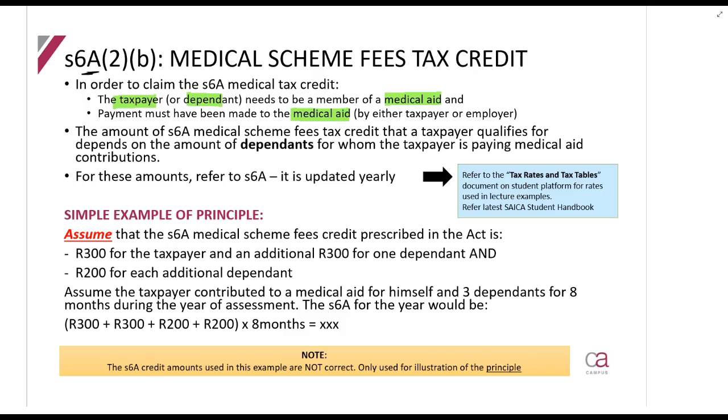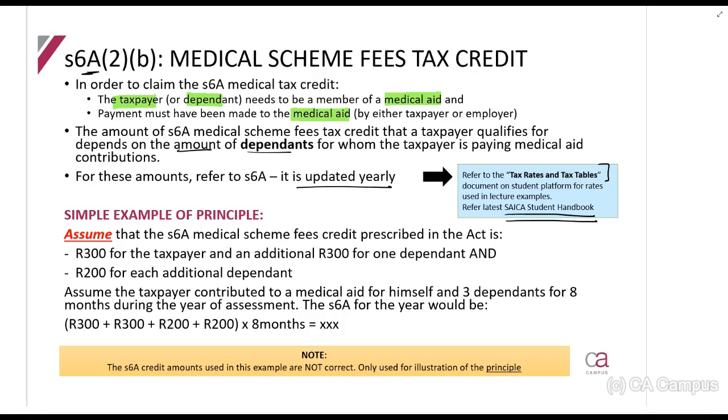Right. How do we know what the amount of the section 6A is? Now the first thing I want you to understand is that this is updated all the time, so you need to refer to your Psycho Student Handbook. On the student platform there's also a document I've uploaded called tax rates and tax tables that you can refer to. You will also be provided in the exam with this, with the correct rates. How do you know what the amount is? First of all, you'll have to look in your Psycho Student Handbook, and then you need to understand that it works on the following principle. It depends on the amount of dependents.